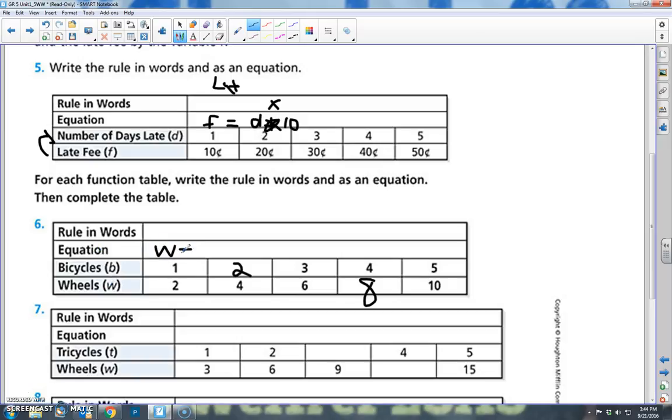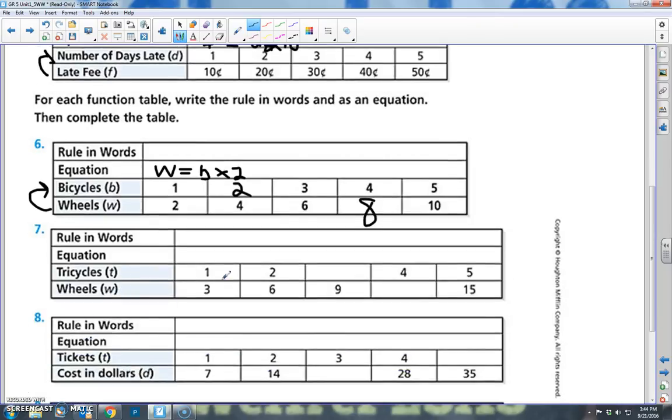W equals B times 2. Wheels equals bicycles times 2. That's the rule in words. So you would actually write down the words wheels equals bicycles times 2.